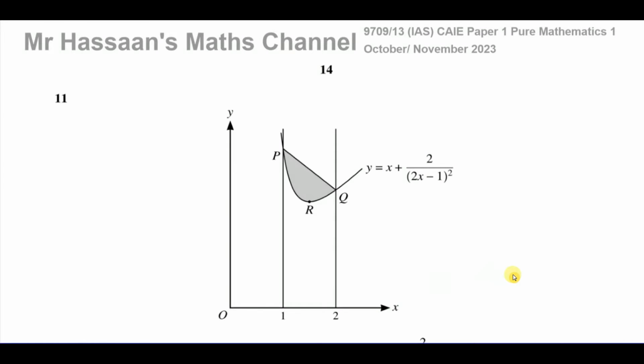This is Mr. Hassan's Maths channel, and I'm answering question number 11 from the October-November 2023. This is the last question on this paper. This is Paper 1, which is Pure Mathematics 1 from the Cambridge 9709 syllabus. Paper 1, this is variant 3.